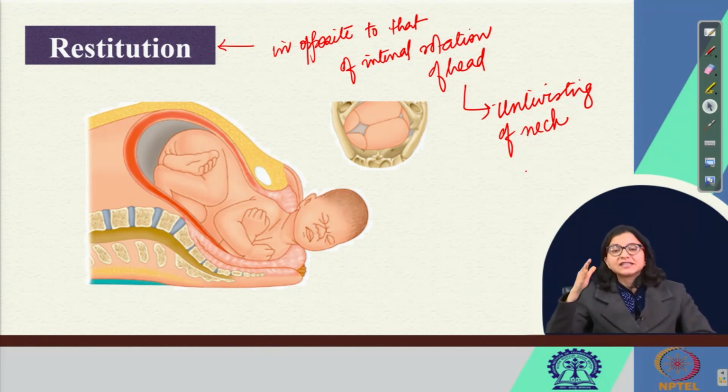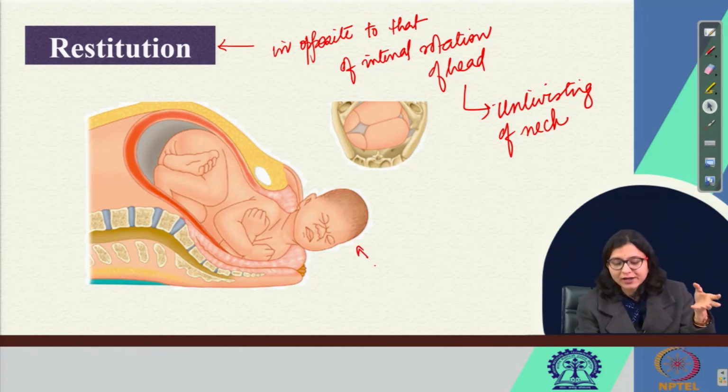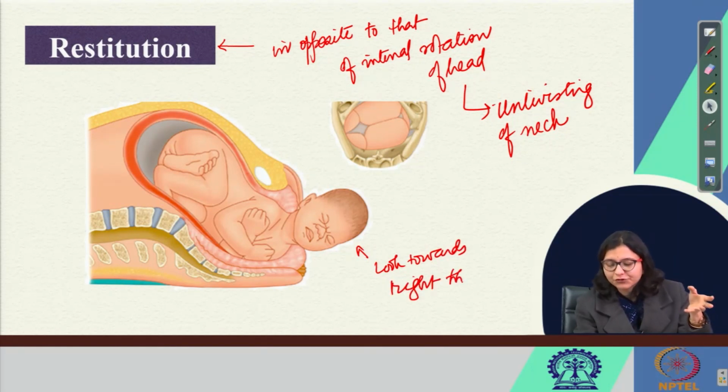And now the fetal head, in case of left occipito-anterior, will look towards the maternal right thigh, the opposite thigh. It was left occipito-anterior, and as restitution has occurred in a direction opposite to that of the internal rotation, it will look towards the right thigh of the mother, obliquely.